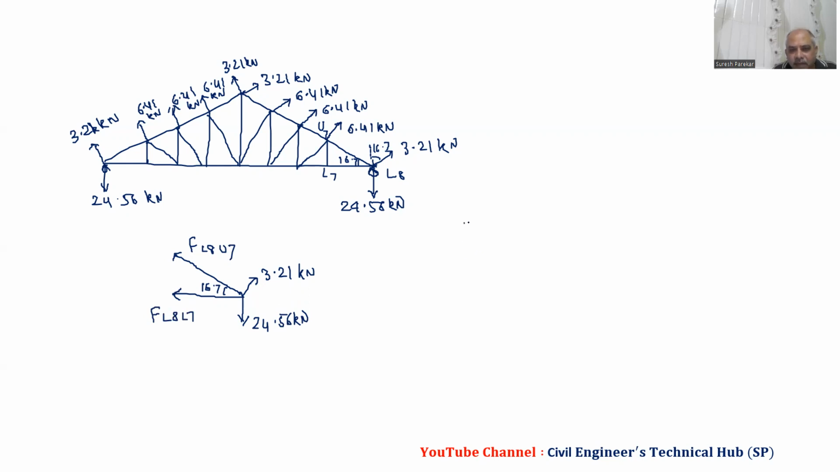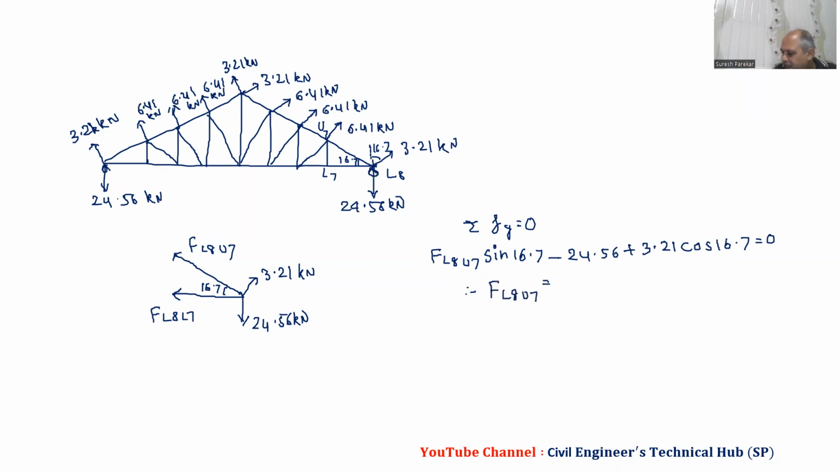In the same way, we will first go summation Fy equal to 0. We have FL8U7 sine 16.7 minus 24.56 plus 3.21 cos 16.7, that is equal to 0. And we will get FL8U7 equal to 74.78 kilonewton, and as the value is positive, we have tensile.